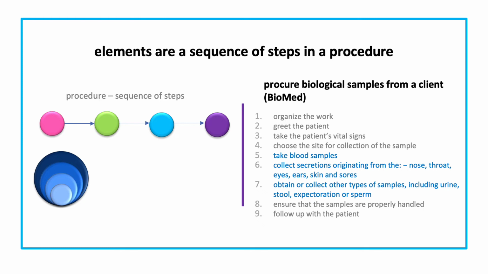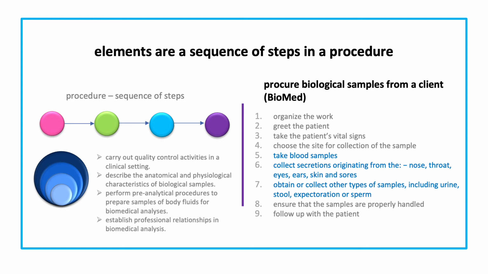This competency depends on the development and mastery of other program competencies. Carry out quality control activities, describe the anatomical and physiological characteristics of biological samples, perform pre-analytical procedures to prepare samples of body fluids for biomedical analyses, and establish professional relationships in biomedical analysis.